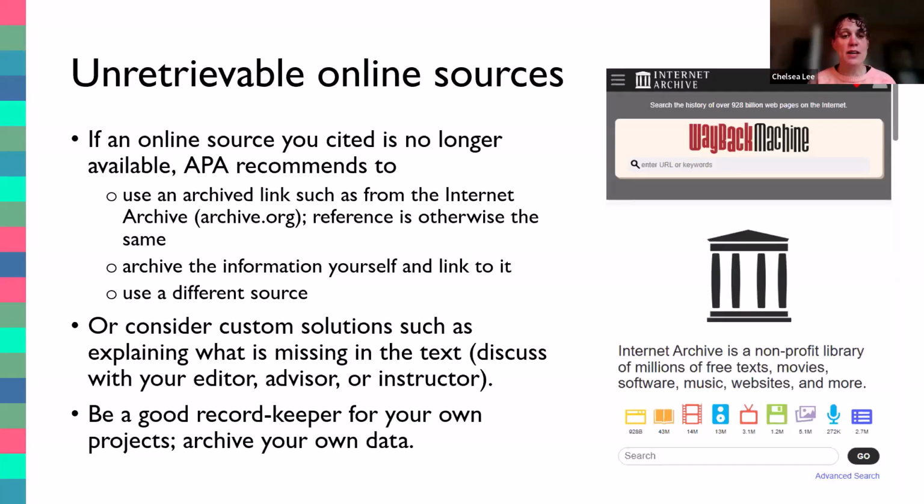However, there's lots of situations out there in which people are writing. So you might consider explaining what's missing. If something really important is gone and you don't want to use a different source, talk about it with your editor, with your advisor, with your instructor to figure out what's a good plan so that you can explain to readers what is going on and why they should trust you. The goal is to be a good record keeper for your projects. So if you are doing data, keep good records of your own data and make sure that it is available for future readers. We go to the next slide.